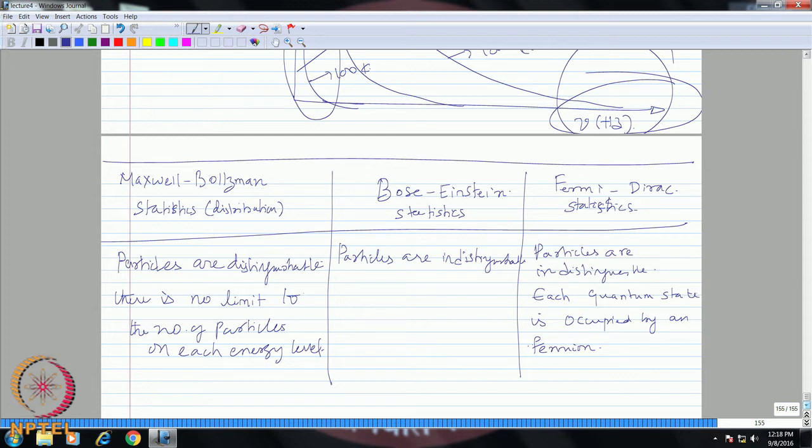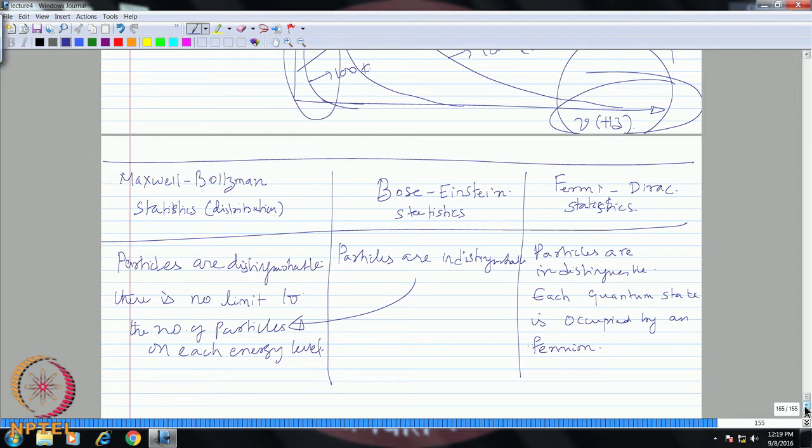Okay. So, they are indistinguishable, and again similar to the Maxwell-Boltzmann, there is no limit to the number of particles occupying each and every energy level. So, that is the way when we therefore try to derive the statistics.